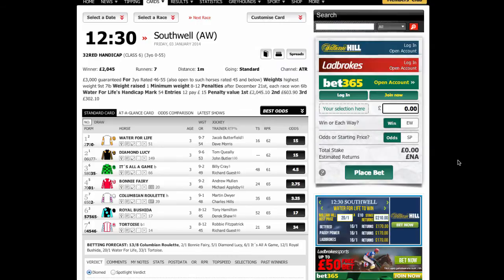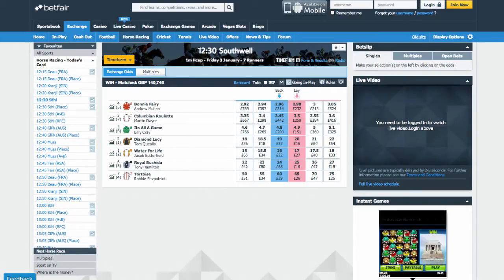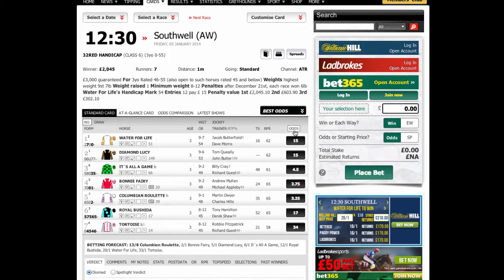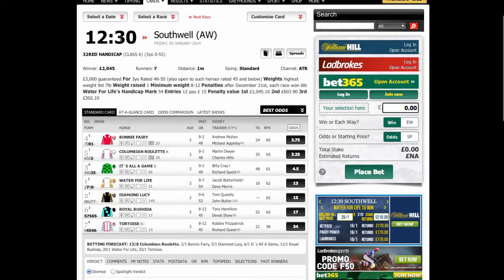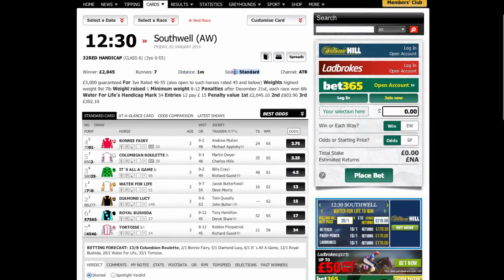Right, so now the countdown has started. I've got the Racing Post website open, and I've also got Betfair open on that race as well. Now, the first thing I'm going to do is to sort the card by odds. I've got the best odds available on the Racing Post, and we want to start by looking at the race conditions. So we can see that this is a handicap race, Class 6, with £2,000 going to the winner. There are 7 runners, and it's raced over 1 mile on the all-weather standard at Southall.